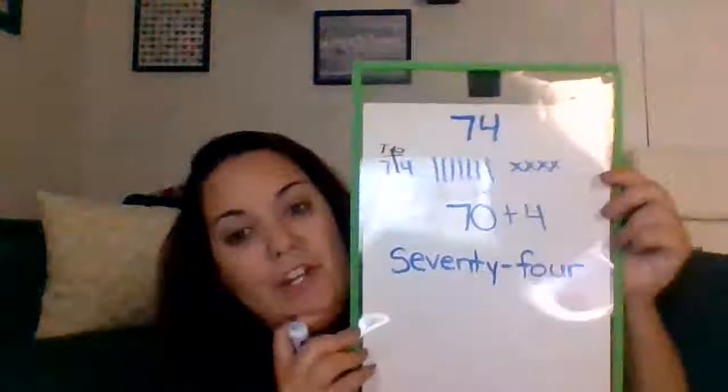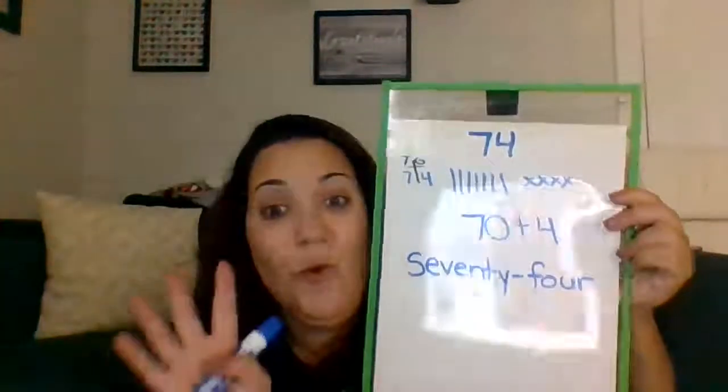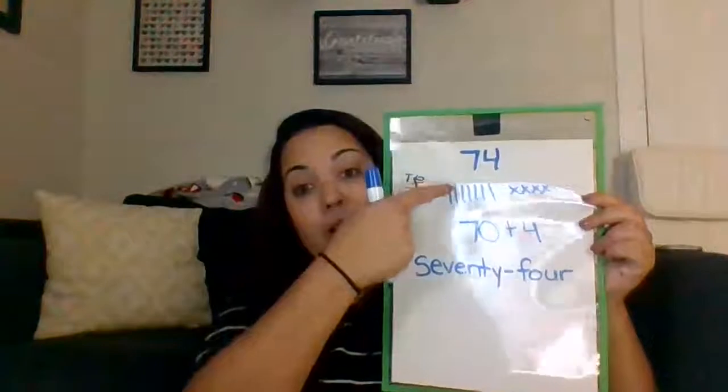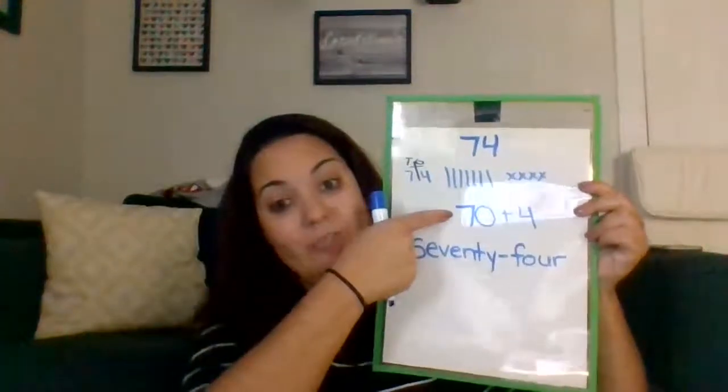Excellent. Now I need to write it in word form. I'm going to use my words. I'm going to spell out seventy-four. So here I have the number 74 written 4 different ways. Standard form, picture form, expanded form, and word form. Now you're going to get a chance to practice writing numbers in all 4 of those ways. So you're going to practice writing numbers in standard form, picture form, word form, and expanded form.